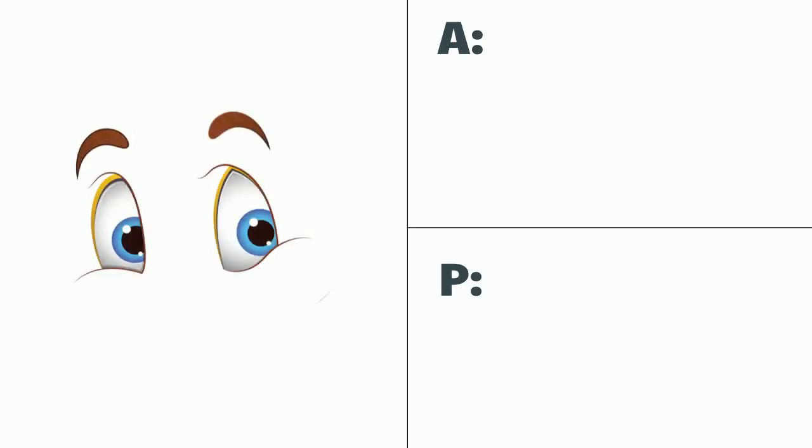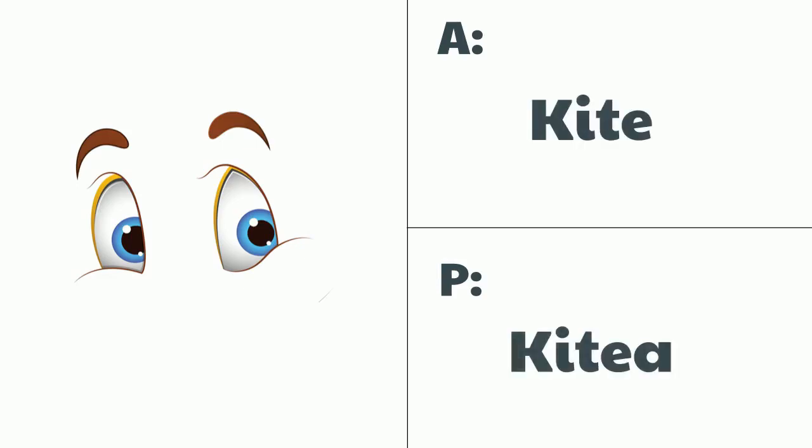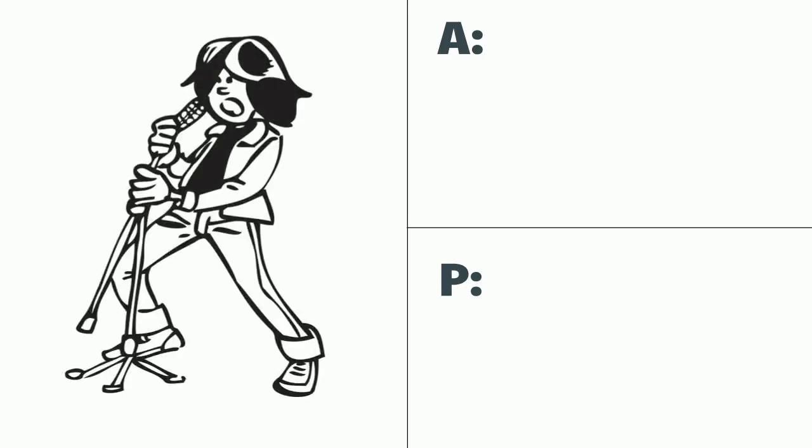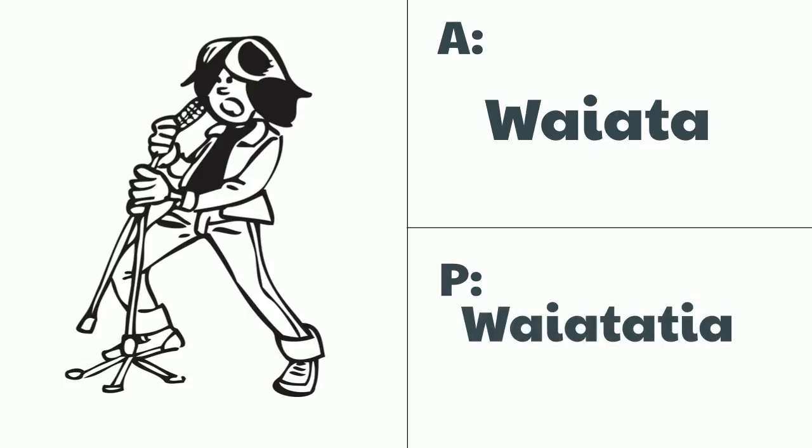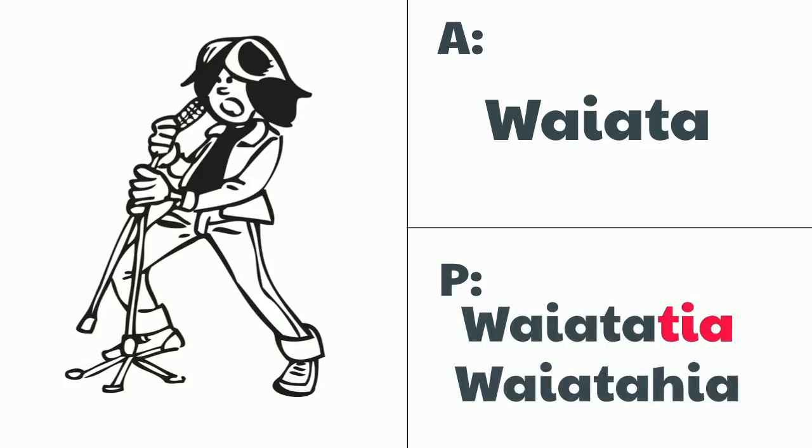For example, to see. The active form is kite. The passive form is kitea, with an a at the end. To sing. The active form is waiata. The passive form can be waiata tia, with tia at the end, or waiata hia, with hia at the end.